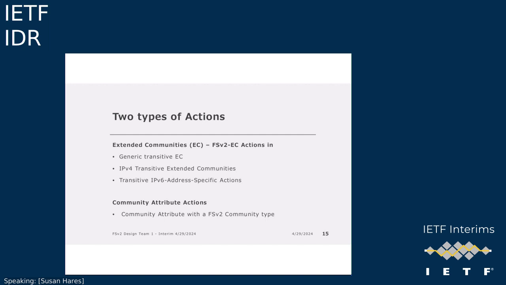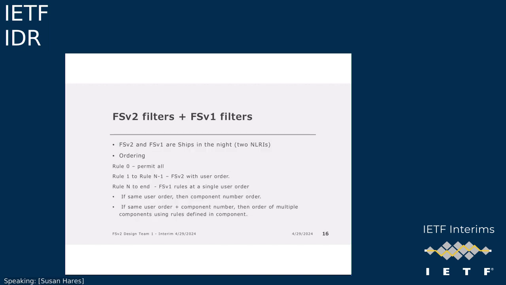The other idea is that there's a community path attribute that we can take a new type and make it simply a FlowSpec V2 type and make that user ordering with the same sort of TLVs for the actions. So I'm going to drop into that.